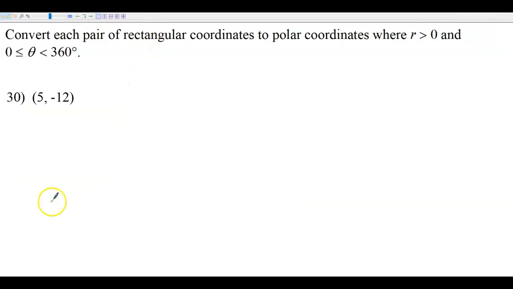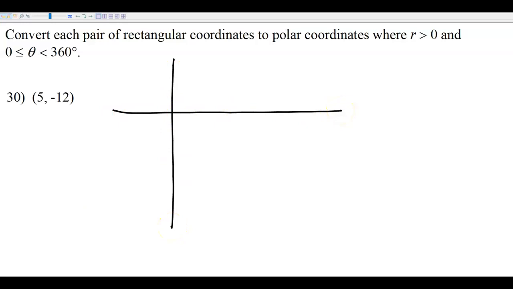All right, so I gave you guys some steps for this one. Step 1 was to go ahead and plot those points. So my points are over 5 and down 12. So that puts us right there.